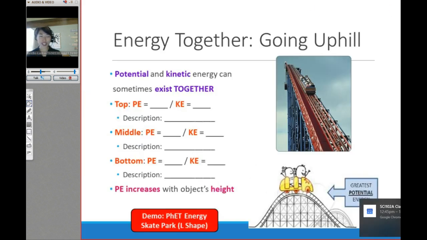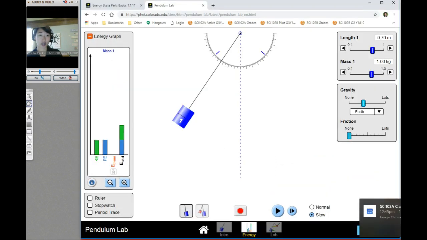Okay, so here's where it gets a little bit trickier. We've talked about how potential energy is having a lot of height, and kinetic energy is moving. But the crazy thing is that potential and kinetic energy actually very frequently exist together, okay? So today we're going to take a look at a couple different simulations. For this first one, we're going to see a skateboarder going down a ramp, and we're going to see what's happening with potential and kinetic energy at every single point. We're going to start off with the top, the middle, and then the bottom. So let me go ahead and share this with you.